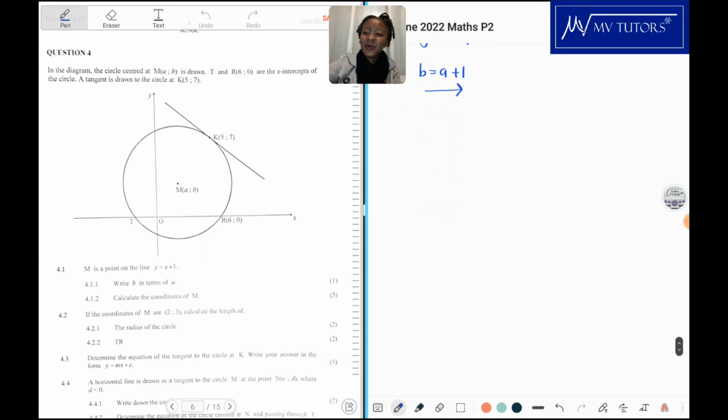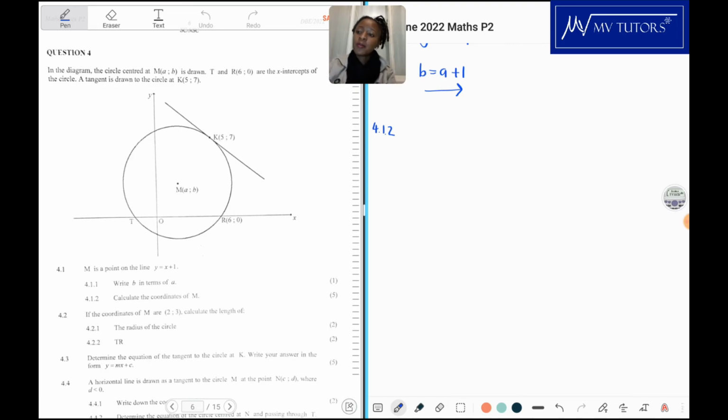Alright, and then 4.1.2, 5 marks, so we are going to labor. Calculate the coordinates of M. Oh, where do we start? It would have been nice if M was in between the origin and K, right? So you just get the midpoint formula and calculate it, but that's not the case. So here's the thing. I do know that a tangent and the radius are perpendicular to one another.